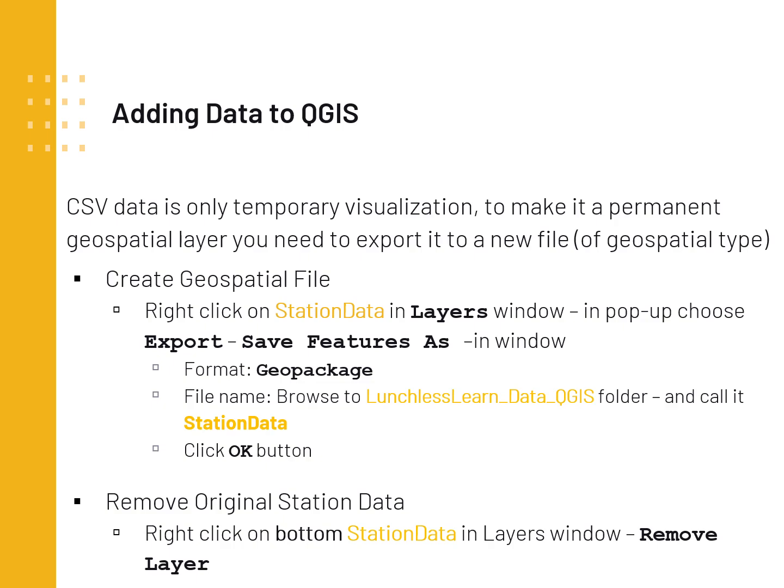You're going to choose the format as a GeoPackage, and then for the file name, you're going to browse to the location of that folder we just created called lunchlesslearn_data_QGIS. Okay, because ultimately we want to keep all of our stuff together into that one folder. I'd like you to call it Station Data, and then you can click the OK button. This is going to create a brand new file that will also appear in the Layers window. So we want to remove our original station data. So you do that by right-clicking on the bottom station data in the Layers window and choose Remove Layer.